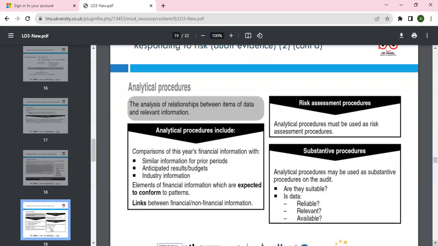Analytical procedures may be used as a substantive procedure on audit. So when we say substantive procedures are suitable, is it reliable? Is it relevant? Is it available? So you have to look around, do the analysis. So analytical procedure is comparison of data with the relevant information or the previous year. For substantive procedures, you can go back and look at the origin of that transaction.